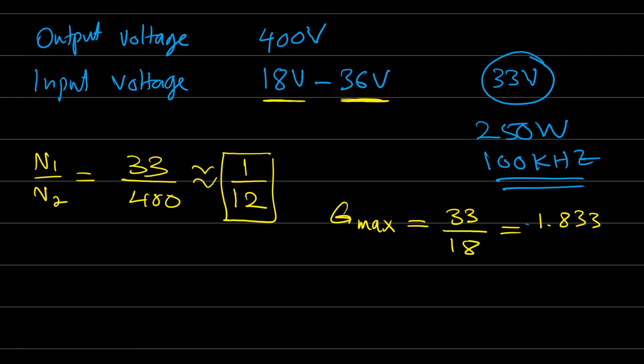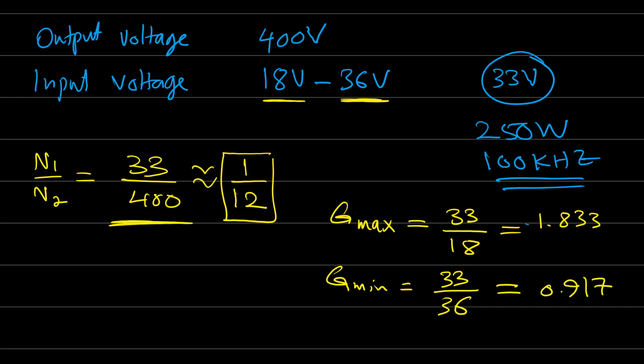The minimum gain, if the opposite happens, is 33 over 36. So this is the minimum gain, which is 0.917. Keep in mind that the transformer will boost the voltage. It will step up the voltage from 33 to 400. So for the resonant tank, the minimum and the maximum gain should be from 0.9 to 1.8.